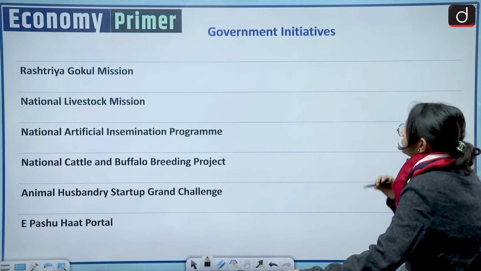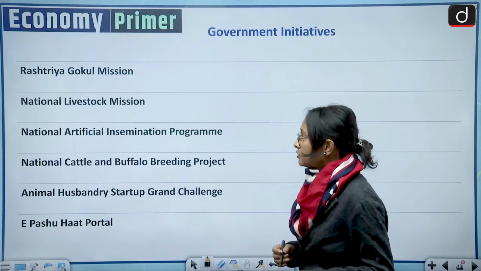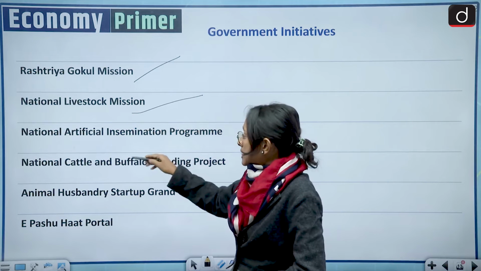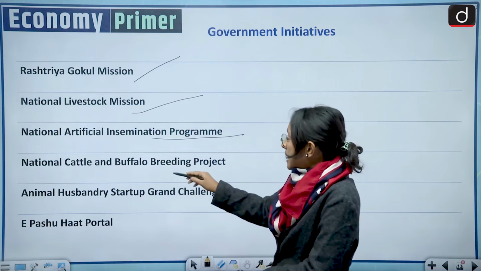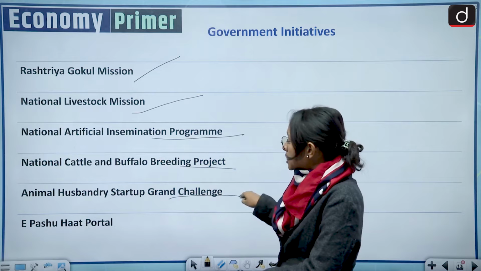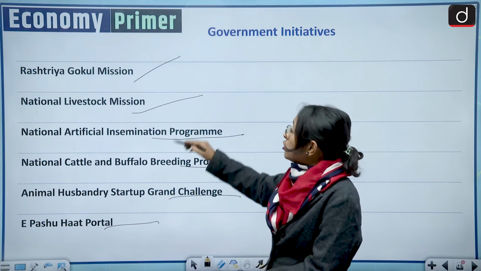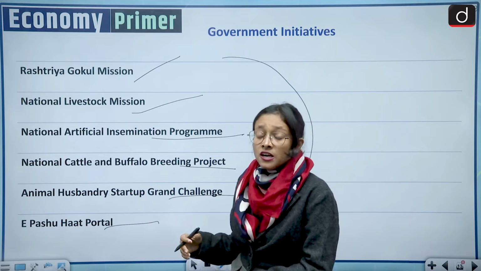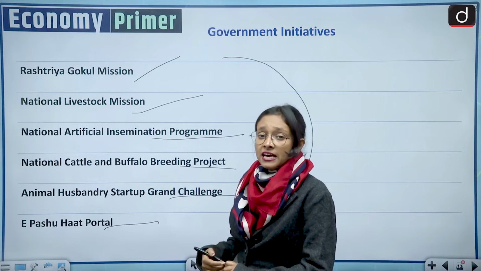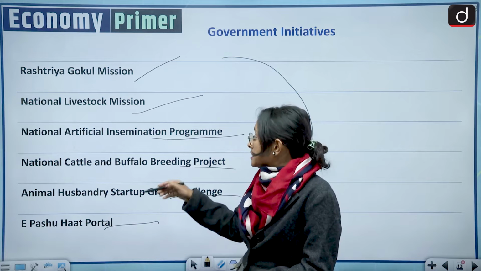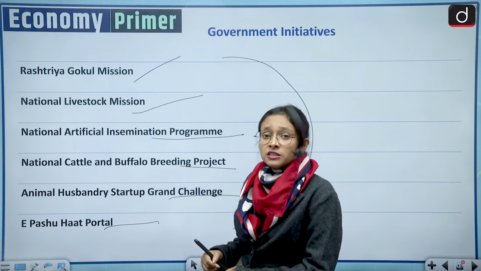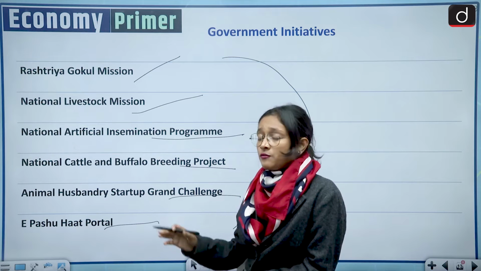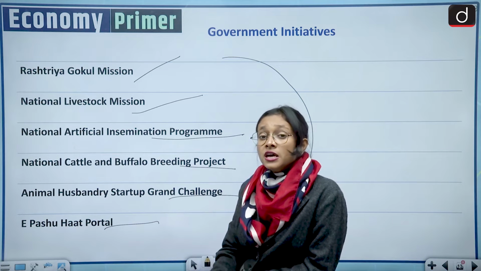The next slide is about the government initiatives we have. The first are the Rashtriya Gokul Mission, National Livestock Mission, National Artificial Insemination Program, National Cattle and Buffalo Breeding Project, Animal Husbandry Startup, and the e-HS Heart Portals. All these initiatives show that the government is paying keen attention to the development of the livestock population. They are launching various programs such as the insemination program, because most of the time animals cannot conceive naturally, and with the help of this program they can conceive easily.